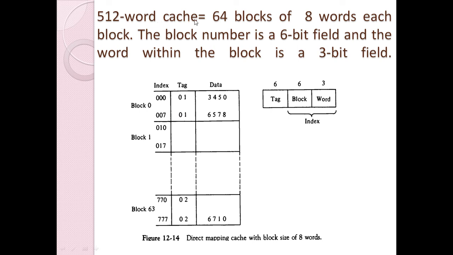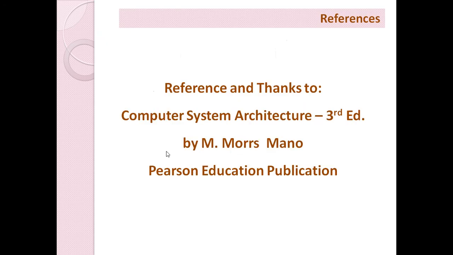So a 512 word cache can be divided into 64 blocks of 8 words each. The block number is a 6 bit field and the word within the block is a 3 bit field. So 000 to 007, this is one block. Then 010, now you see that 01, so this is block number 1, up to 017. So this is the second block. In this way, we can assume that our memory is divided into 64 blocks of 8 words each.